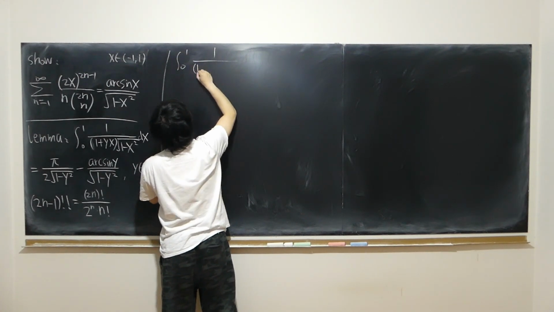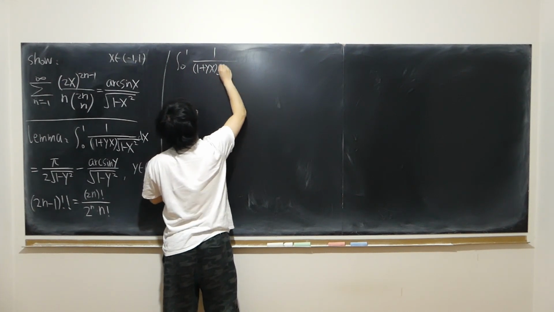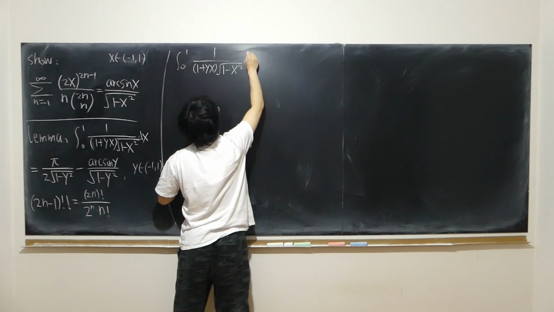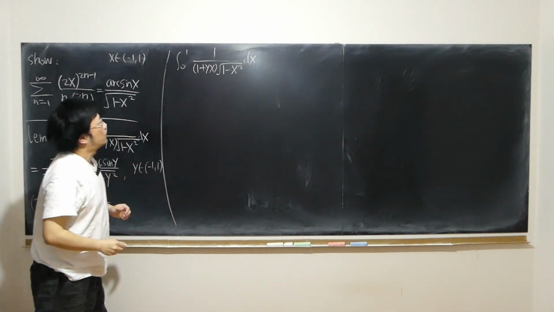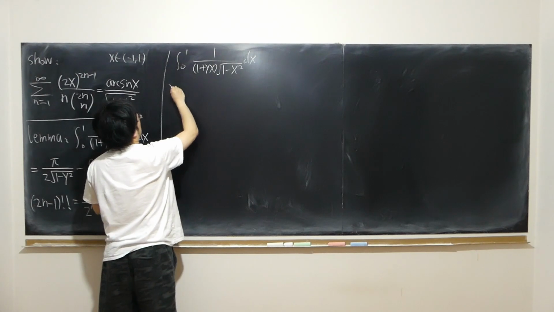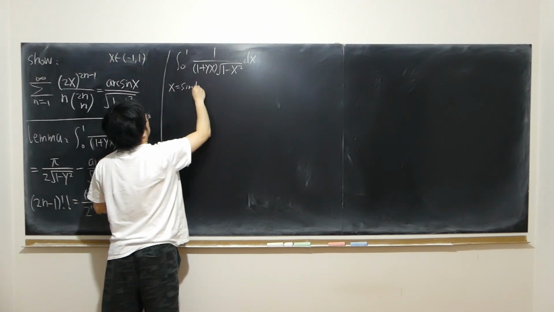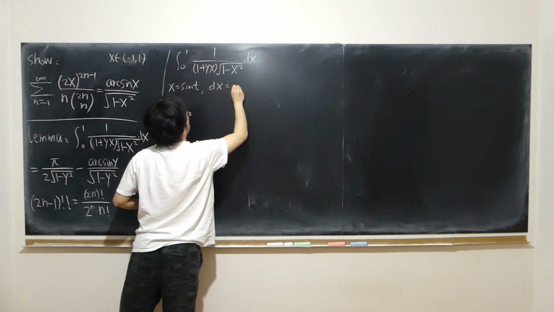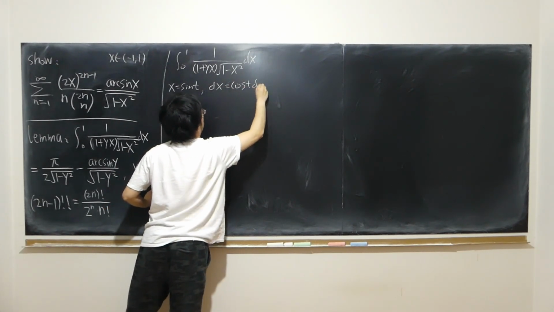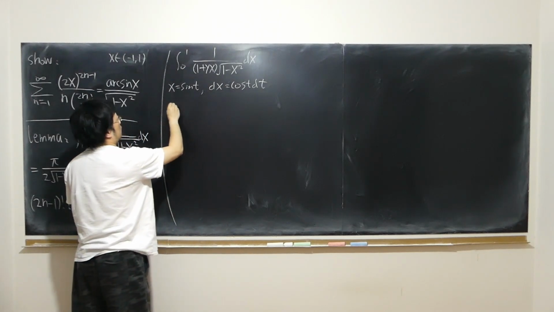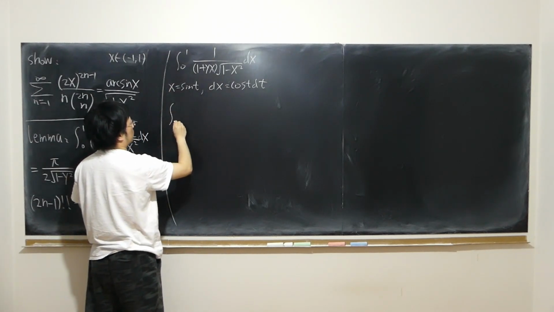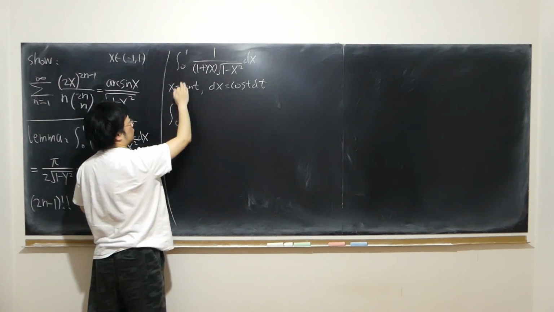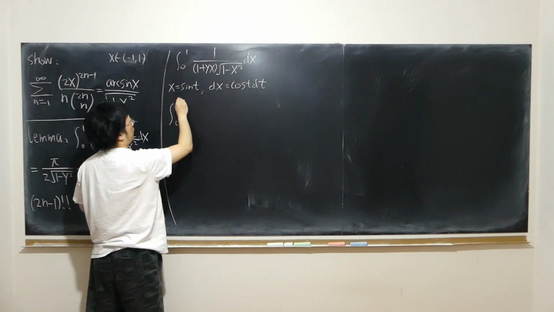1 over (1 plus yx) times the square root of 1 minus x squared, dx, where x goes from 0 to 1. First of all, we let x equal sine t. Then dx is equal to cosine t dt. So the new boundaries become: when x is equal to 0, t is equal to 0. When x is equal to 1, t is equal to half pi.